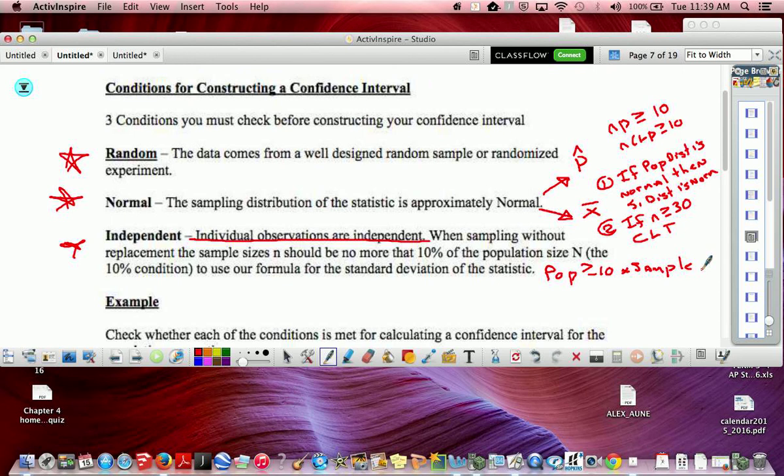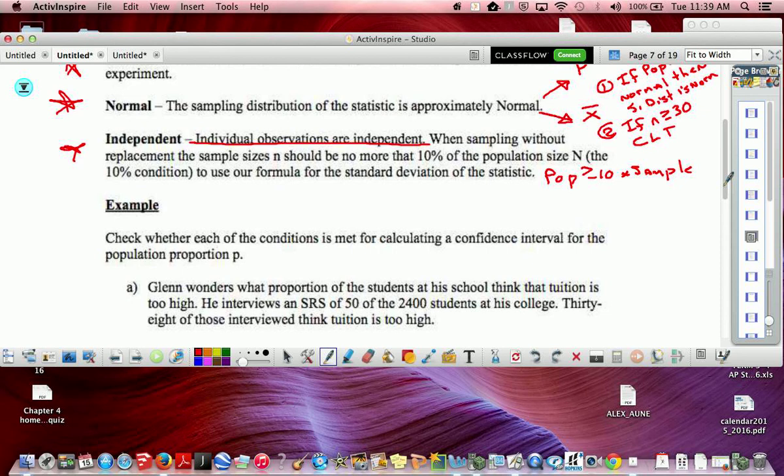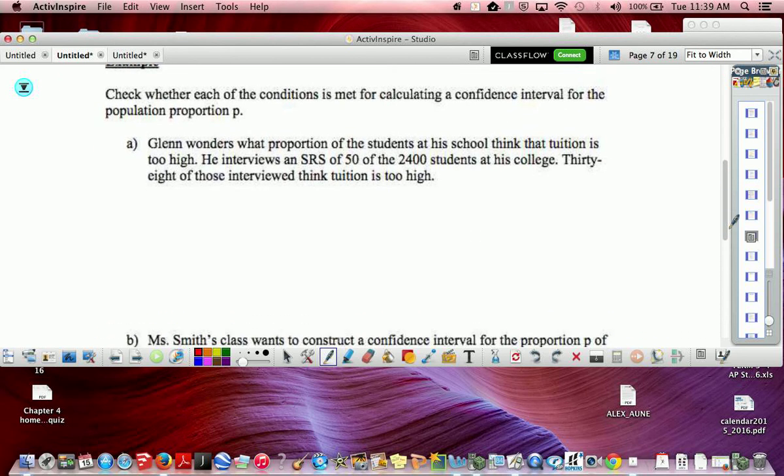So to demonstrate these, let's go through the first example together. It says, check whether each of the conditions is met for calculating a confidence interval for the population proportion P. So we know it's going to be a proportion. That's nice. In A it says, Glenn wonders what proportion of students at his high school think that tuition is too high. He interviews a simple random sample of 50 of the 2,400 students at his college. 38 of those interviewed think tuition is too high.